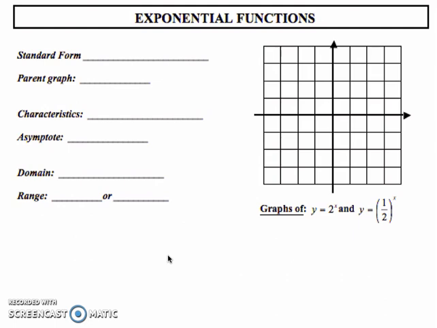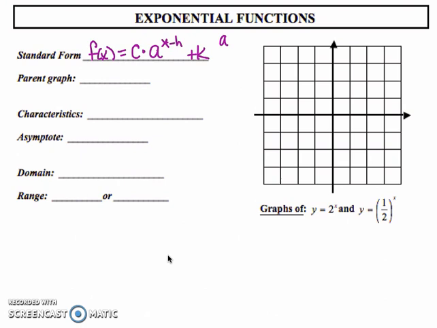Chapter 4 is on exponents and logs. So our first section, section 4.1, deals with exponential functions. The standard form of an exponential function looks like f of x equals c times a to the x minus h power plus k. And we have a few rules here.